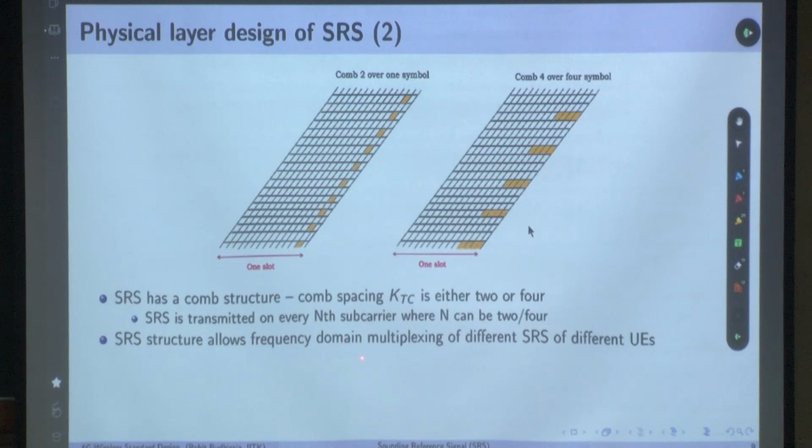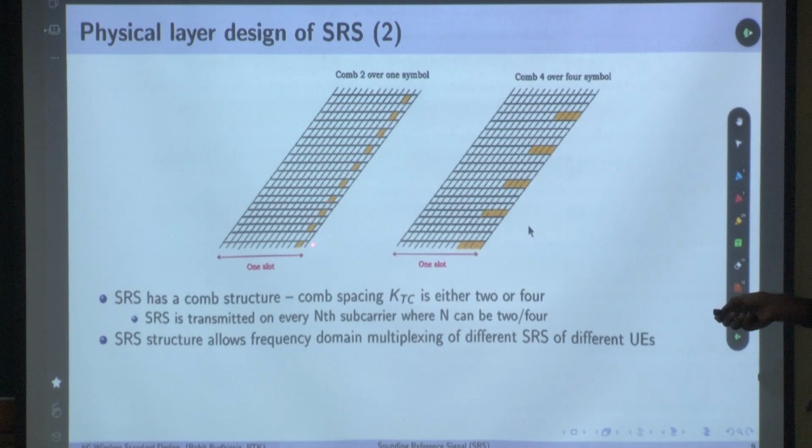So what is this comb spacing allowing us to do? The SRS structure allows frequency domain multiplexing of SRS of different UEs. So why is it designed like this? As I said, for each UE, the base station has to find out the channel. Let's say it is initial scheduling and a user is entering the network. The base station has to sound out the channel, that's the term which is technically used. It has to sound out the channel of each user, basically figure out how good or bad a particular bandwidth part of each user is.